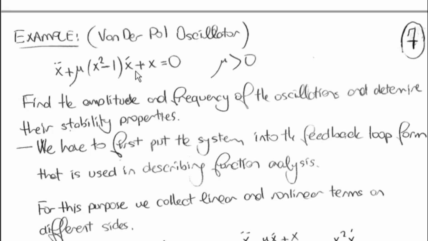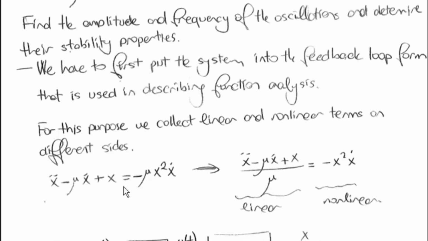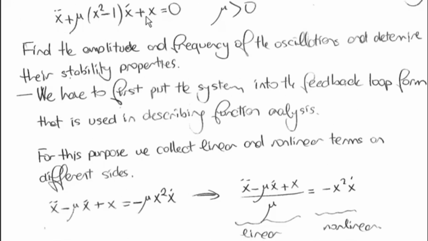So what I'm going to do is, in that equation, I will collect all the linear and nonlinear terms on each side. If I collect some linear terms on the left-hand side, I have x double dot and mu times x dot, there is a minus sign, plus x. These are all linear terms. This is equal to, I take the nonlinear term mu x squared and x dot multiplication to the right-hand side, and therefore I get this equation. Then, for convenience, I take this mu to the left-hand side, which gives me this type of equation.